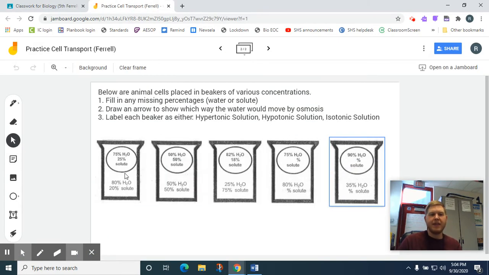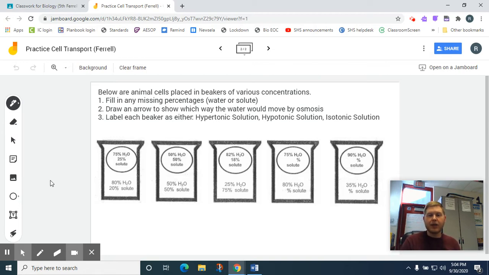Now, with this first one, we're going to talk about this beaker right here. So we have everything filled in. So we're going to draw arrows for the direction of water. And remember, water is going to go from high concentration to low concentration. So where there's a lot of water to a little water. Another way you can think about it, I like to think about the water. We did use a saying. We said salt sucks. And what we mean is salt pulls water in the direction where there's more salt.